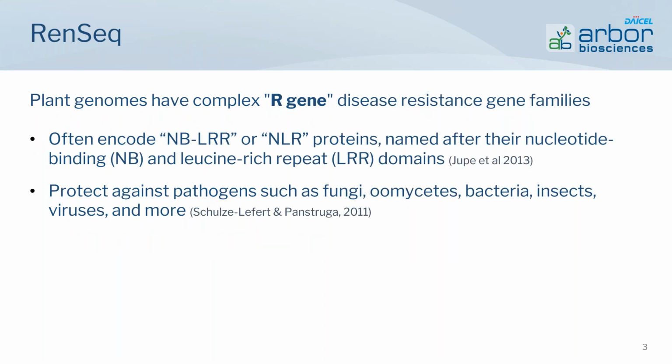Before I hand things over to our speakers, I'll quickly review some concepts that are important today about RenSeq. One of the most agriculturally important groups of plant genes are known as the R genes. This is a complex family of genes which typically encode for nibbler or NLR proteins. In plants, these genes function in disease resistance for many pathogens such as fungi, bacteria, viruses, and more. Of course, this makes them incredibly relevant to understand and develop in an agricultural context.